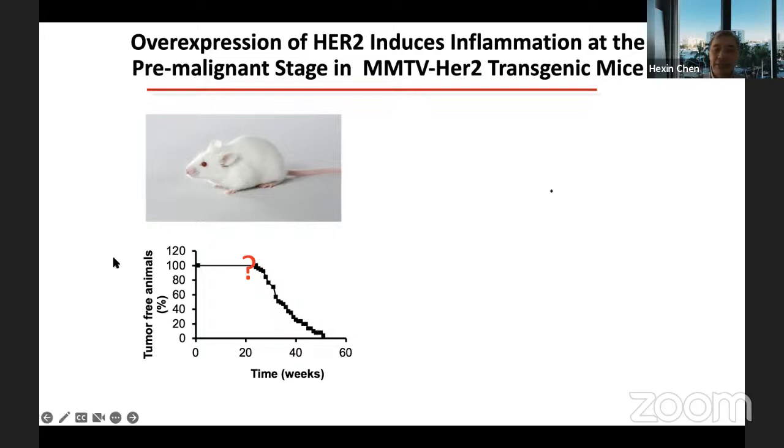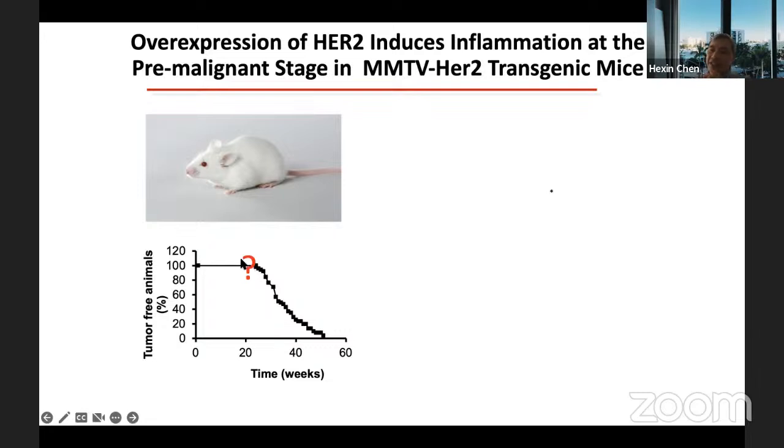Now, if you overexpress HER2 in vitro in a petri dish, growing this overexpressed gene in normal cells, they never grow tumors, never form tumor cells. But if you grow these mice, which carry the overexpression of HER2 in the mammary gland, these mice will develop tumors, but with a long latency.